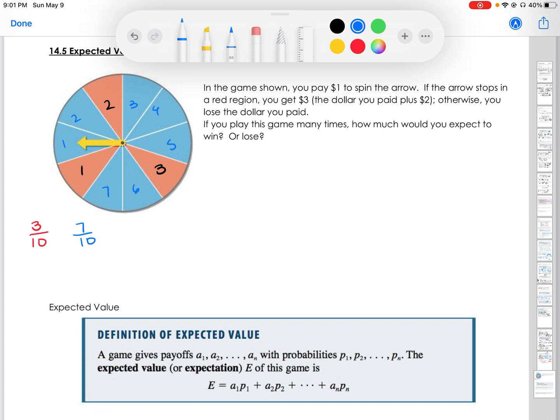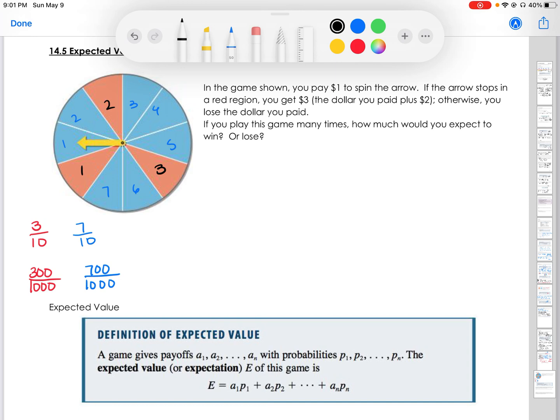Now, if I spin, did we say how many times? Let's say I spin 1,000 times, right? So let's just add some extra zeros here. If I were to spin 1,000 times, that would mean I should land, theoretically, on red 300 times. Well, if I spin 1,000 times, that also should mean I should land on blue, theoretically, 700 times.